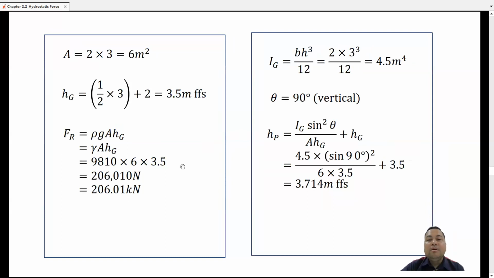Whereas for HP, Ig remains the same, theta remains the same. The difference is only the value for Hg, which produced the final value for Hp as 3.714 meter from free surface.